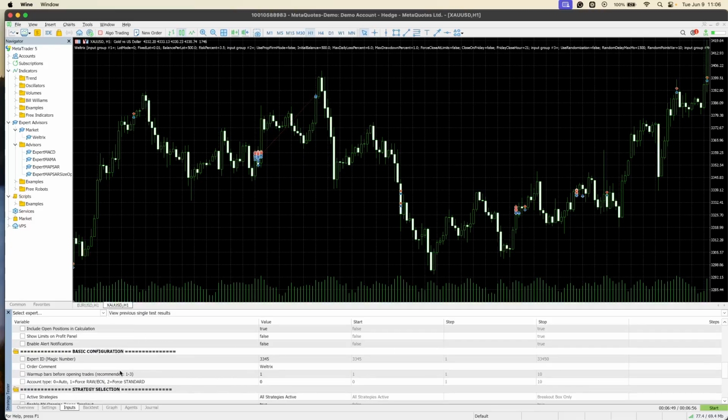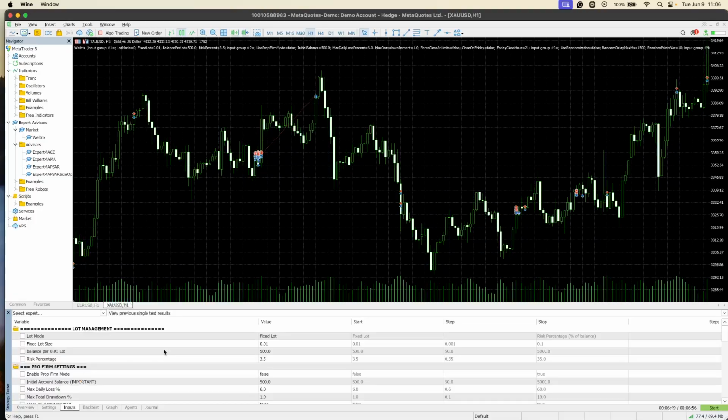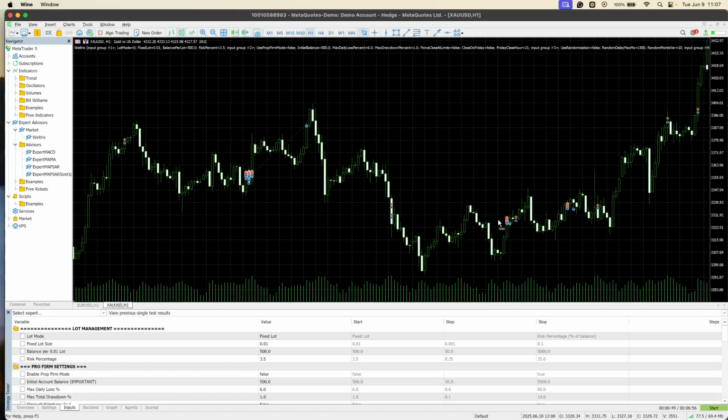All of these are the inputs which make this expert advisor tick, and my verdict for this is that it's a solid multi-strategy gold expert advisor with real risk controls. My nuances will include that it's sensitive to broker execution and spreads. We can see these multiple orders being opened here. So it's very, very sensitive to spreads.